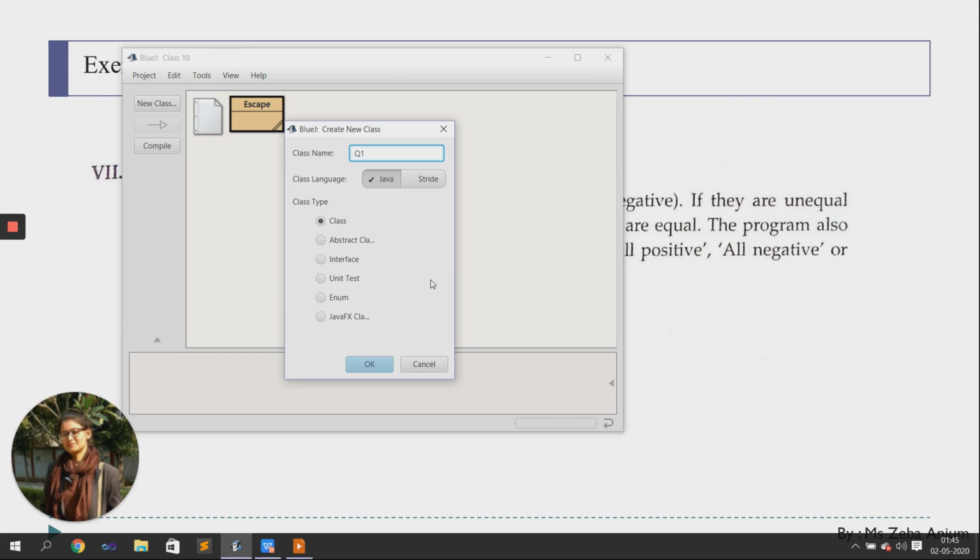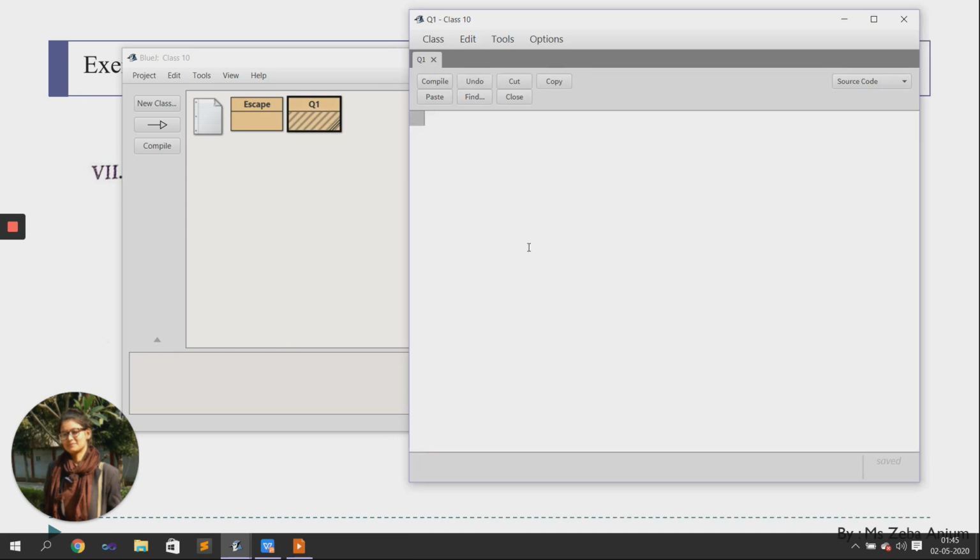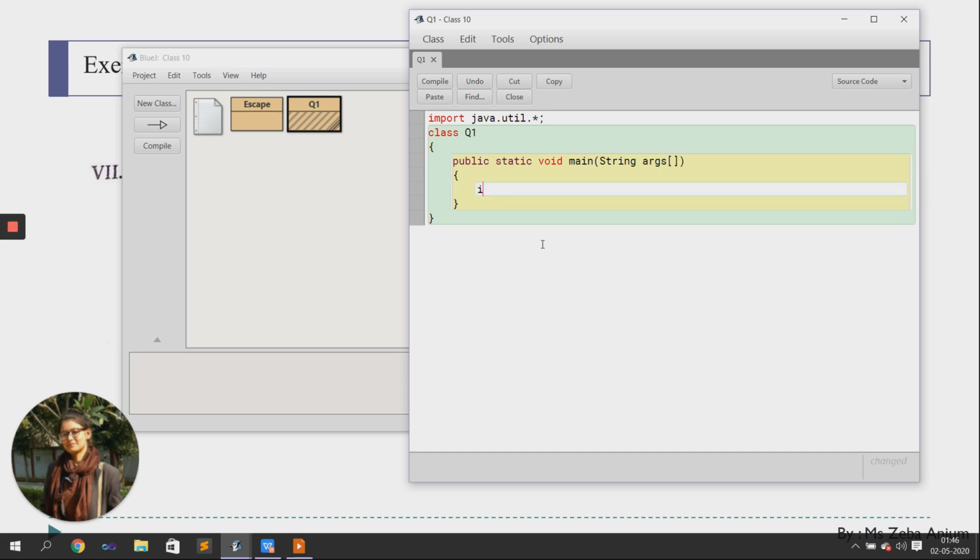Let us name this Q1, and we are going to do all the basic things that we did in every other program. Firstly, import the java.util library, then your class Q1, then public static void main String args. These are all the basic things that you did in every program. You have three values as input, so we are going to take int a, b, c. You can also take n1, n2, n3, or m, n, o, depending.